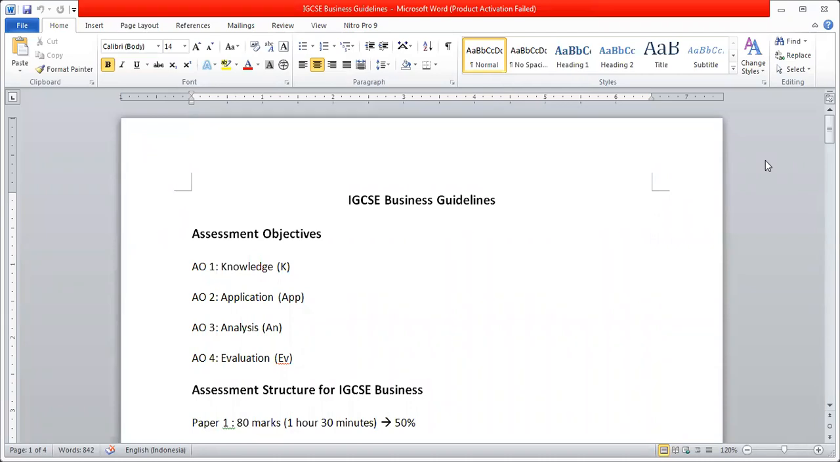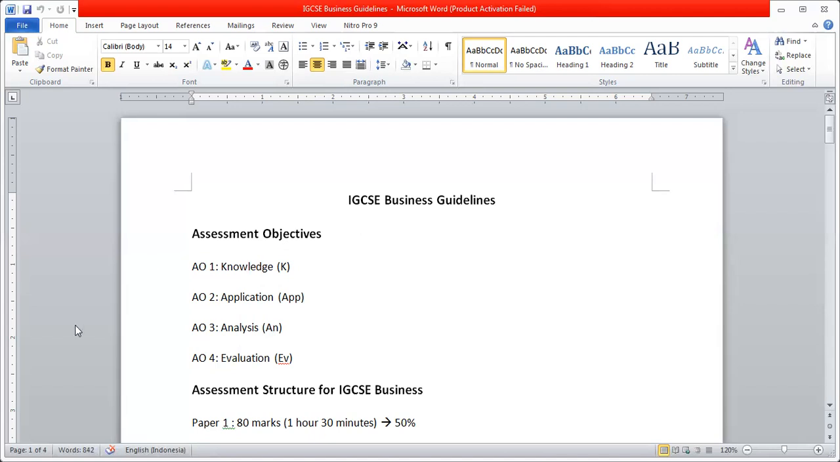Okay, so for today, we are going to discuss the guidelines that we have for IGCSE business. In the previous session, we have already discussed the IGCSE business studies syllabus. So in this session, we are going to see what the guideline is when we are going to answer a business question. First, I will give the guideline.